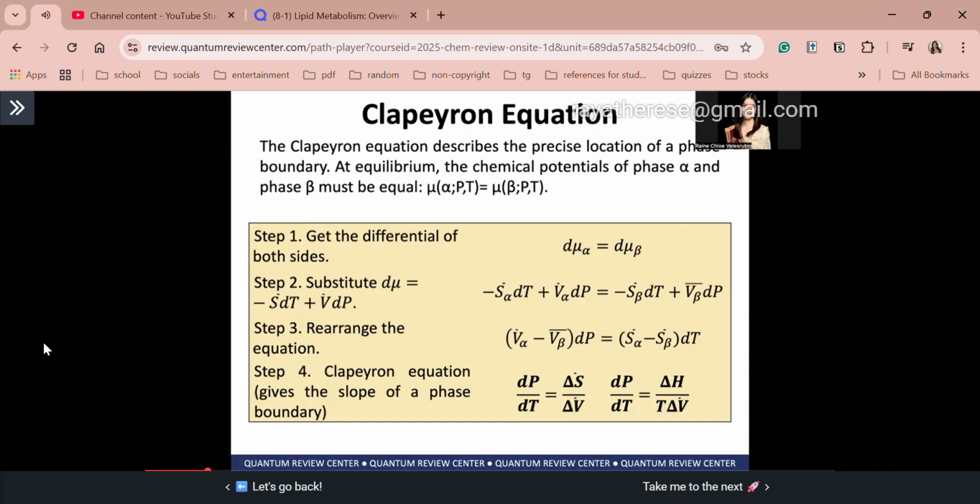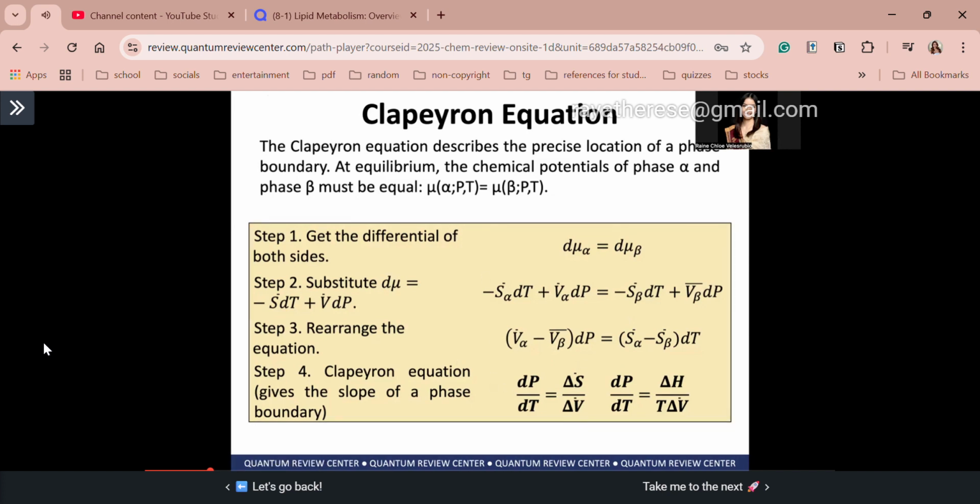So, let's just rearrange the equation where we have all the dP's on the left side and dT on the right side. So, rearranging, we get (V alpha minus V beta) dP is equal to (S alpha minus S beta) dT. Now, with continuing rearrangement, dP over dT is just equal to the change in S divided by the change in V, right? This is your Clapeyron equation.